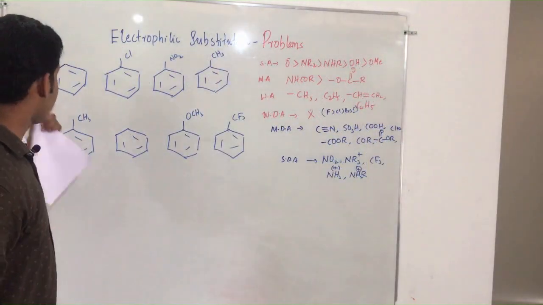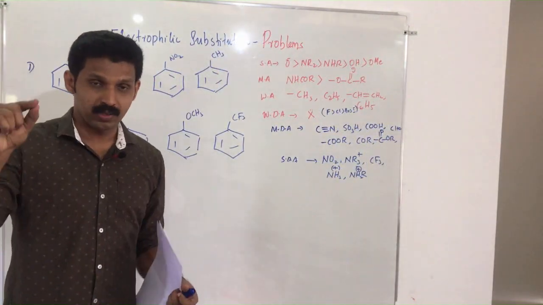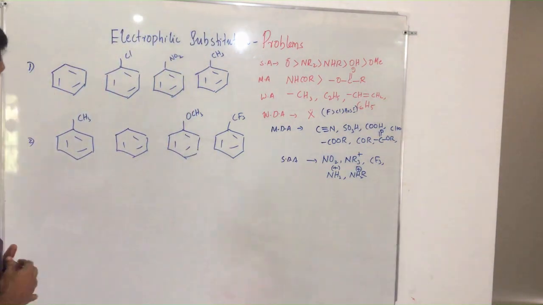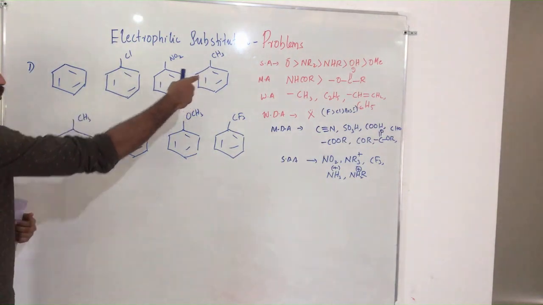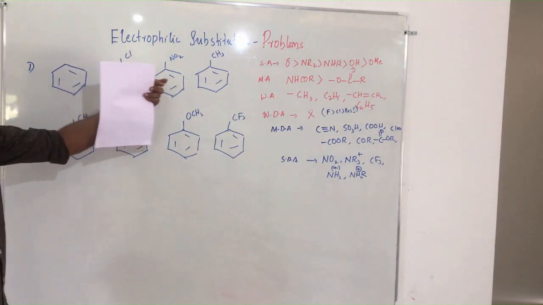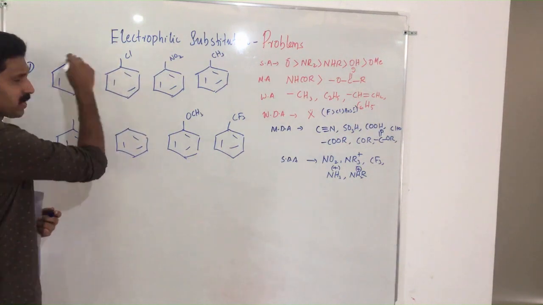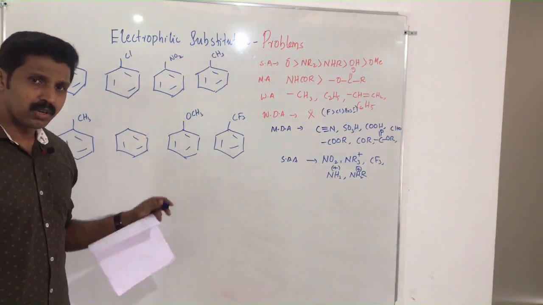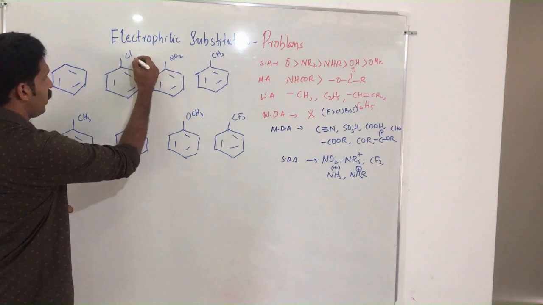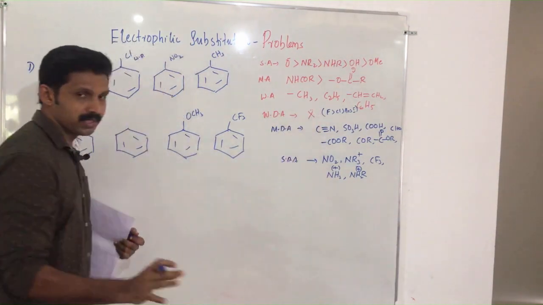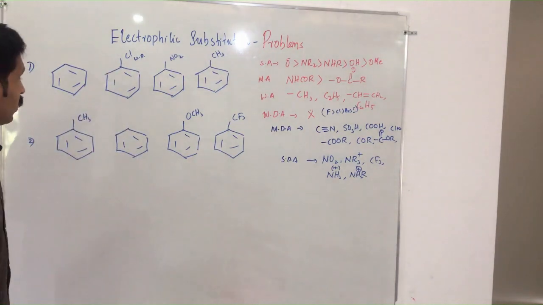First question: arrange the following in decreasing order of reactivity towards electrophilic substitution reactions. This is very simple. Look at this: benzene, chlorobenzene, nitrobenzene and toluene. It's very easy. In benzene there is no activating or deactivating group. Chlorine is a weakly deactivating group. I have already told you the weakly deactivating group examples, that is halogens.